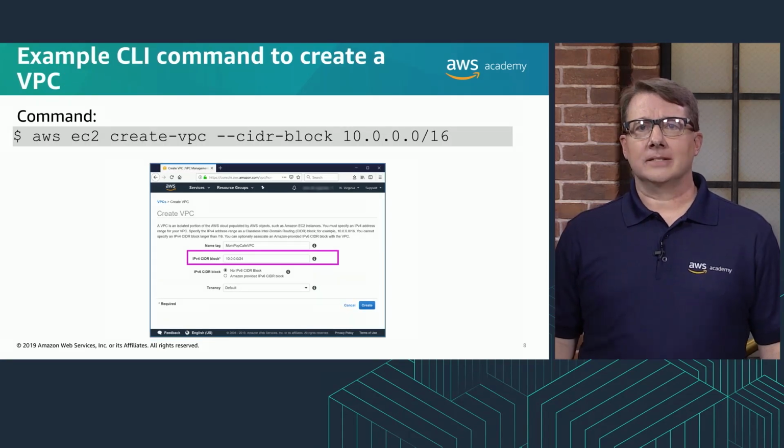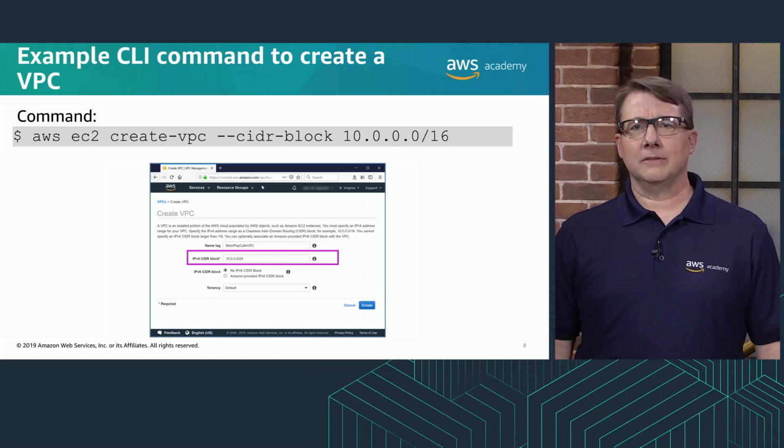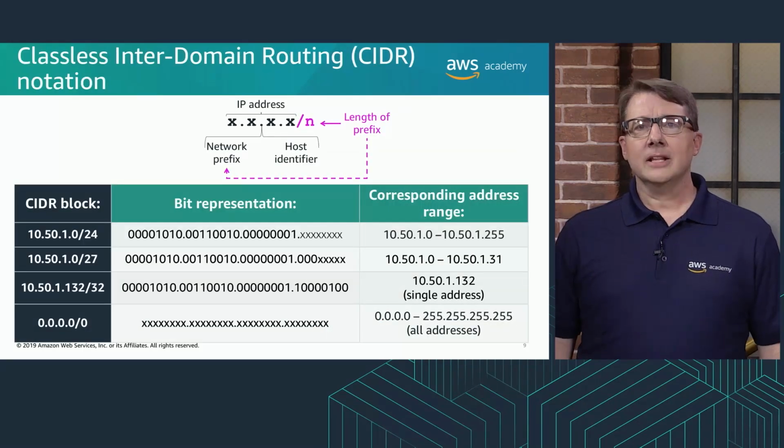This AWS CLI command generates the VPC that is shown in the console screen capture. If the command completes successfully, it returns metadata about the new VPC. This metadata includes information like the ID and the state, which will show as pending. The CIDR format is used to specify IP address ranges when you create a VPC or a subnet.